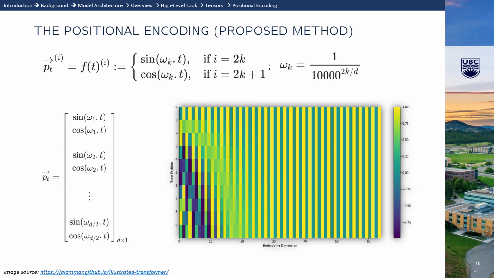The authors chose the function because it would allow the model to easily learn to attend by relative position, since for any fixed offset k, p_(t+k) can be represented as a linear function of p_t. As we can see from the function definition, the frequencies are decreasing along the vector dimension, and so it forms a geometric progression from 2π to 10000·2π on the wavelengths. We can also imagine the positional embedding p_t vector as a vector containing pairs of sines and cosines for each frequency, like in the bottom left figure.